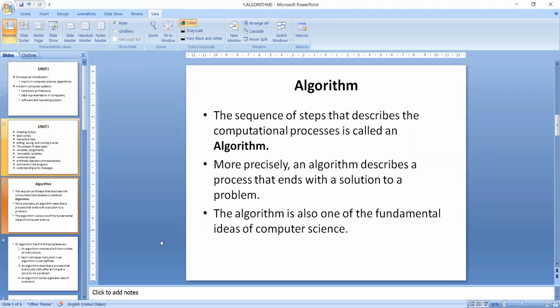The third point: the algorithm is also one of the fundamental ideas of computer science. We have so many ideas. For example, take another example, the flow chart. That is also one of the ways to find a solution to a problem. So the algorithm is also one of the fundamental ideas of computer science.